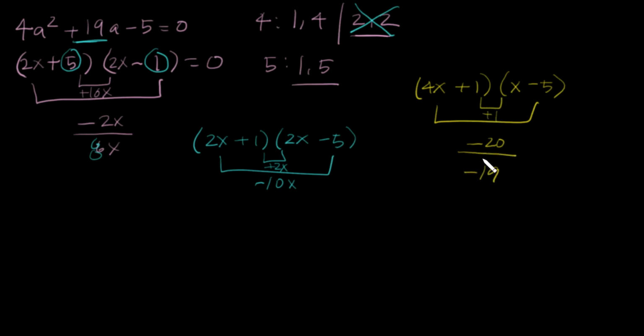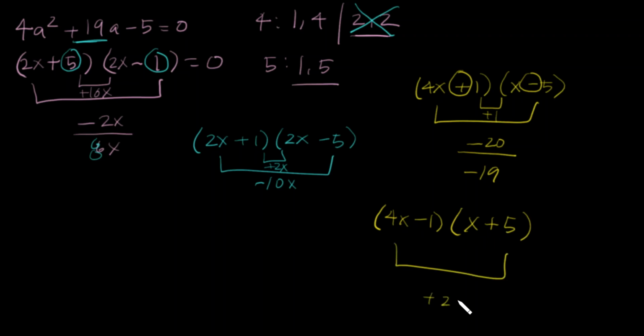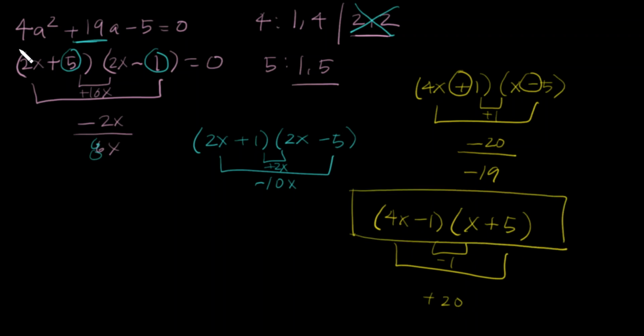We're trying to get to a positive 19, so what we could do is we could take this sign and we could take that sign and then switch them. So we have the 4x minus 1 and an x plus 5. Outer gives me a plus 20. Inner gives me a -1. So this right here is the factor of 4a squared plus 15a minus 5. I know I wrote them in x's, but yeah.